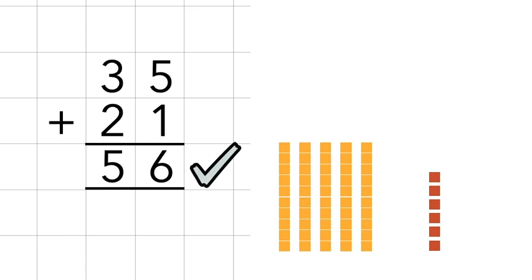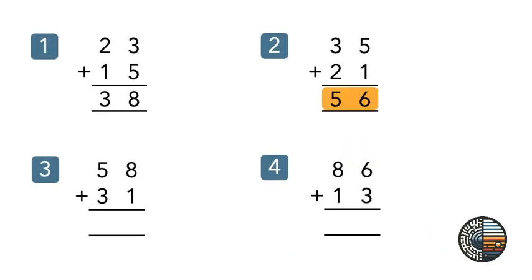And you might be wondering about whether you could put the 21 at the top and the 35 underneath, and that's absolutely fine as well. Most people tend to put the largest number at the top, but it doesn't really matter. You'll still get the same answer at the end. So question number 2, the answer was 56, and now we're ready to move on to question 3.